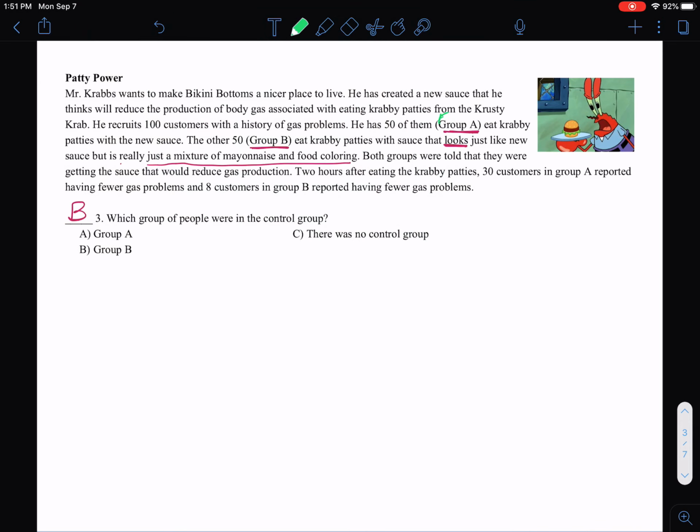That makes group A something called the experimental group. That's the group we are testing. They have the new sauce. So that's the group we are testing. The control group, remember, is what all the results are compared to. We're comparing the results of the fake sauce with the mixture of mayonnaise and food coloring to the new sauce. So group B would be your control, and group A would again be your experimental group.